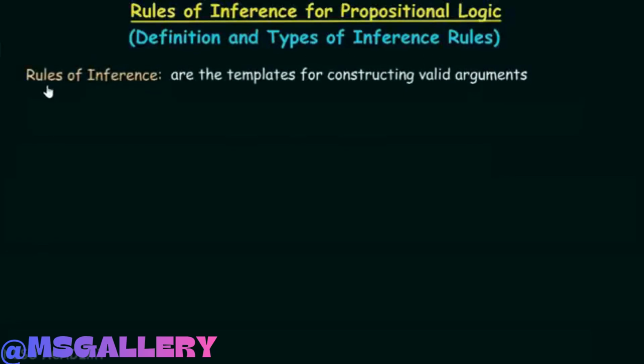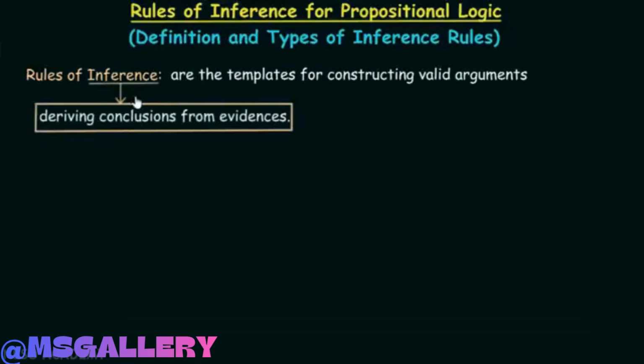First of all, in order to understand the definition of rules of inference, we need to understand what exactly inference is. Inference means deriving conclusions from evidences. Please remember, it is actually deriving conclusions from evidences. Now, evidences are the premises. We already know they are the assumptions. On the basis of those assumptions, we are trying to derive conclusions, and that is what inference is all about, right?